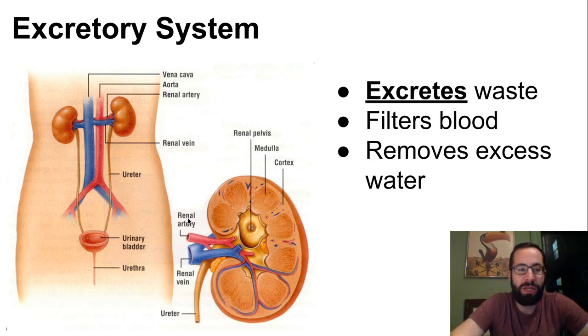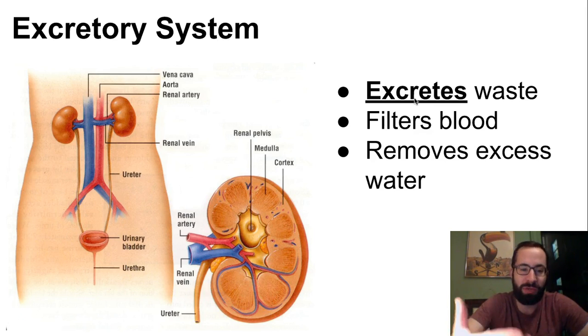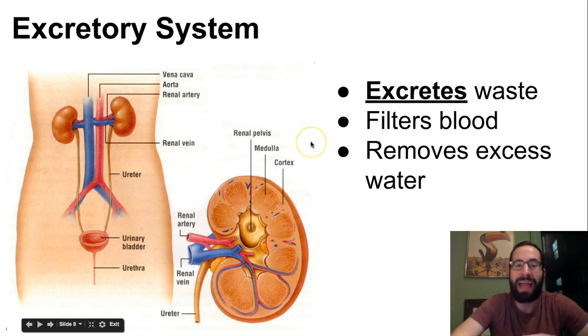Another body system that you need to be familiar with is called the excretory system. You may see the word excretory here. It sounds like an exit. When you excrete something, you're getting rid of it, and that makes sense. We want to get rid of our waste, and that's exactly what the excretory system does. The main organ of the excretory system is the kidney, which you see sliced in half here.